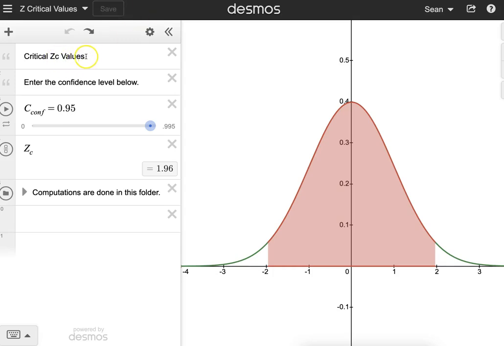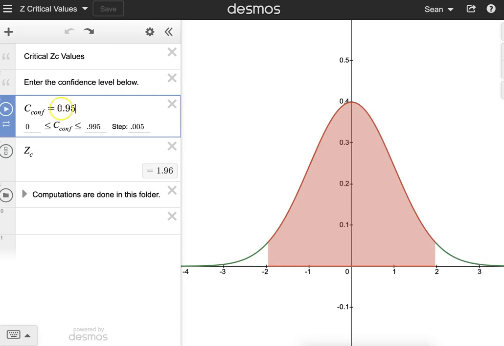To find the critical z value using Desmos, we simply use the z critical values calculator. We will need to specify the confidence interval. The confidence interval is the area between. And so with this shaded region, if we're looking for a 95% confidence interval, all we need to do is input 0.95, and the calculator will give us the corresponding positive critical value. The right is 1.96, the left is negative 1.96 by symmetry.